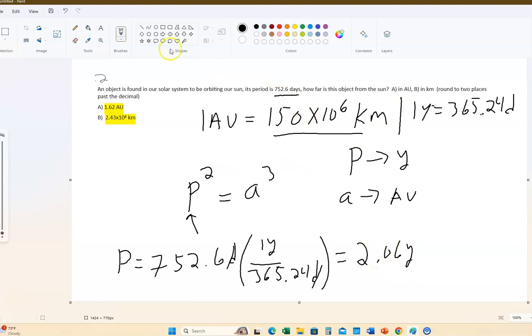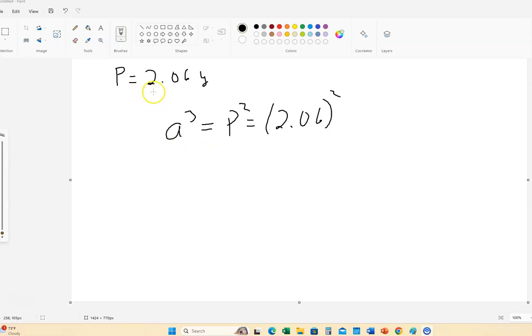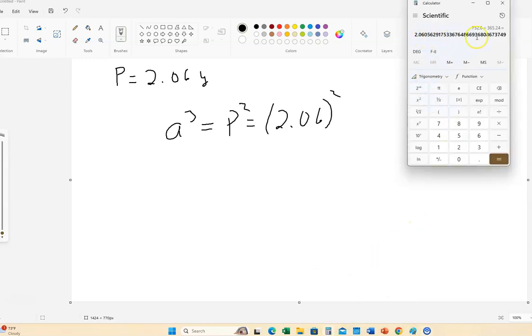Let's get some room here. This is just continuing the problem. We're going to use this period, which we just determined by figuring out the number of years in 700 and something days. This is the full number, the calculator answer. If I square that, that's going to be what a cubed is equal to. So I'm going to square it, and this number right here is what a cubed is equal to.